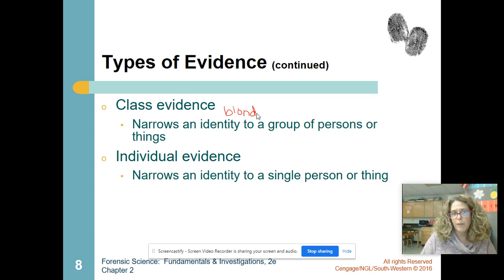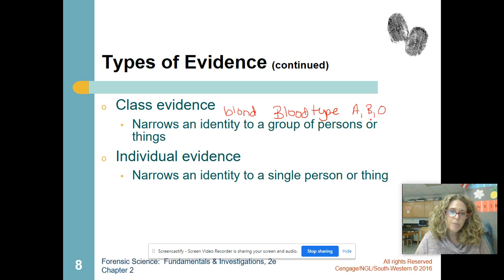So all blonde-haired people would be considered class evidence. So I could say the perpetrator of the crime was blonde. But that doesn't narrow it down to a person. That only narrows it down to a group of people. Blood type is another one, whether or not you have type A, B, or O blood type.